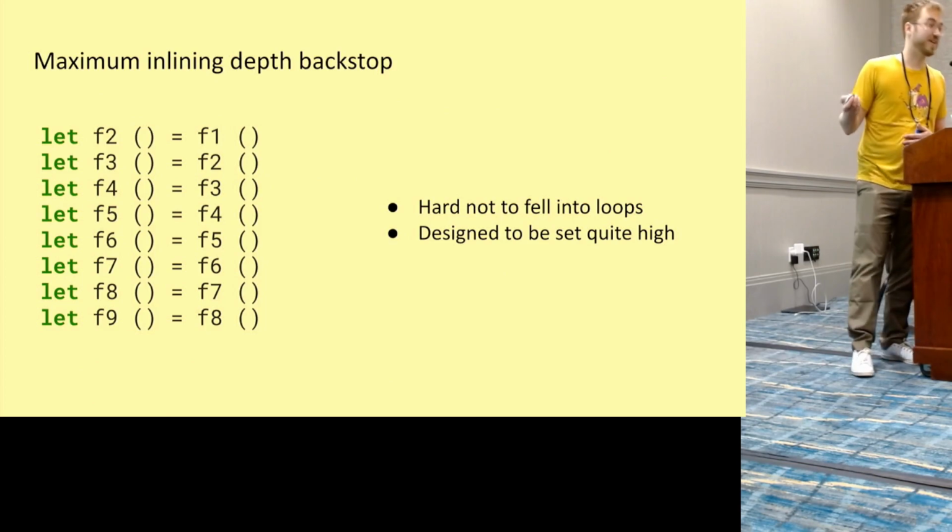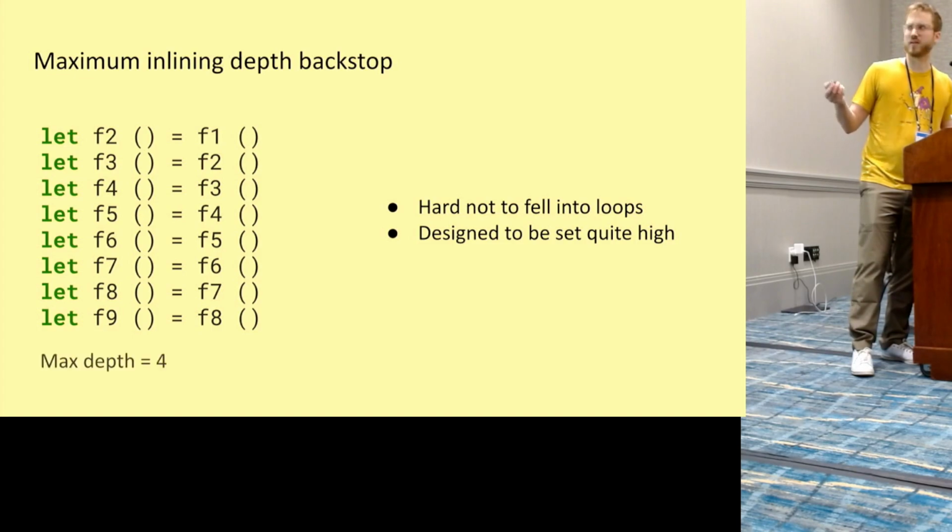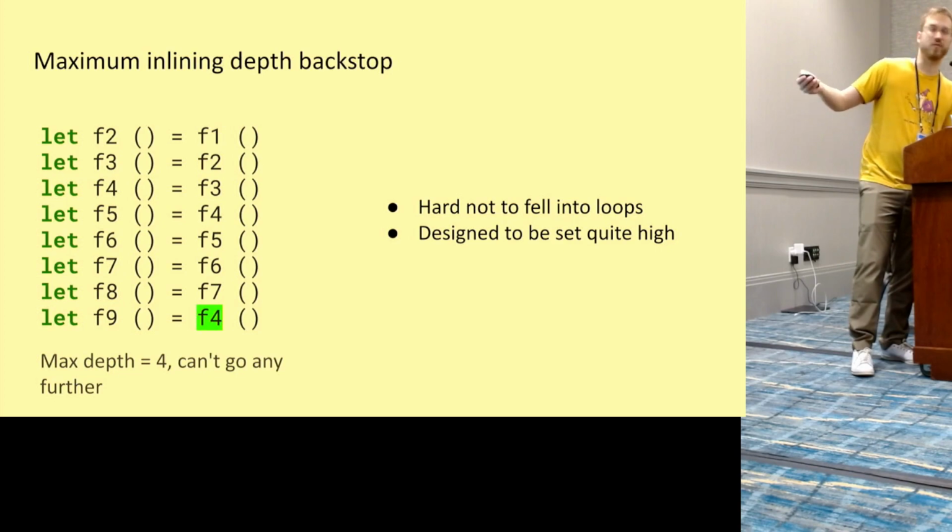It's actually really hard to control how much inlining you are going to do, because people can write funny things like the Y combinator, which is not really recursive, it's just something odd that you could inline forever. So we still design this backstop to be set quite high. I think it's set to either 10 or 50 or something like that. So if, for example, we were defining it to be 4 and we want to inline the F8, we could only inline it up to F4 and not any further than that.